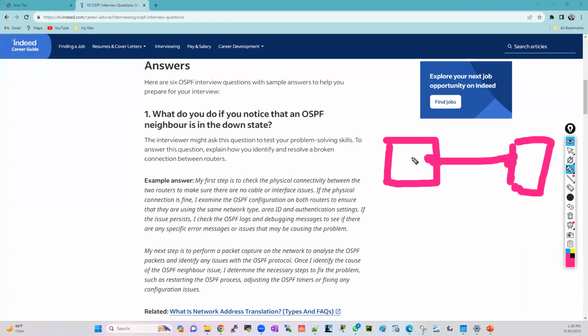And then this interface is 1, this is 2. On the one side, it shows down. What are we going to do? All right, give me 1 minute, let me try this myself.